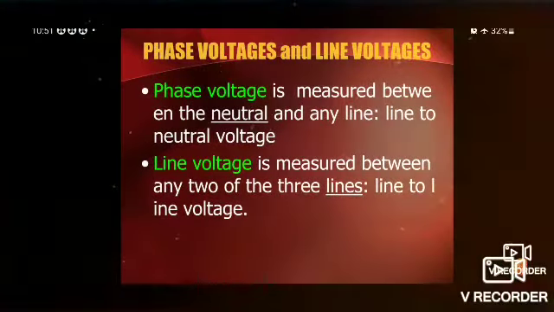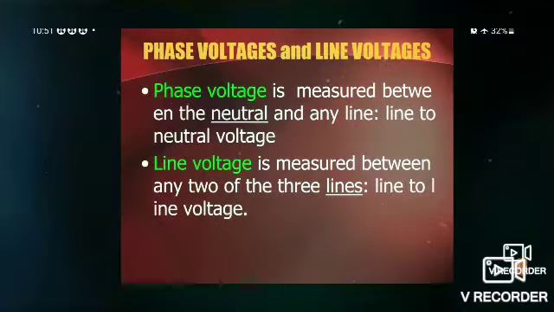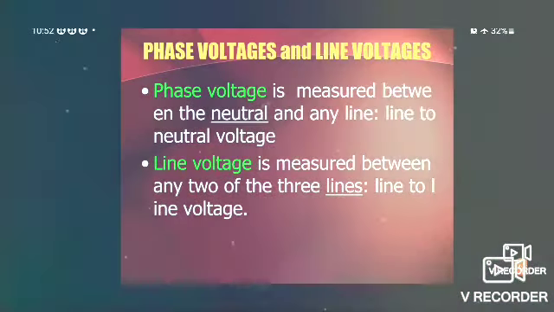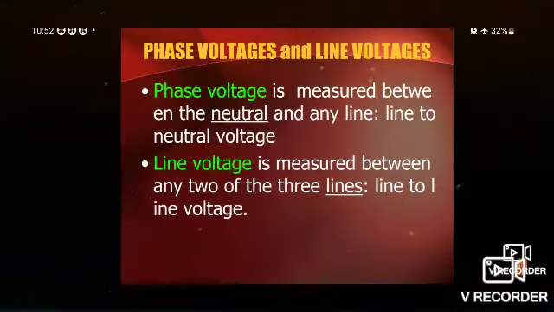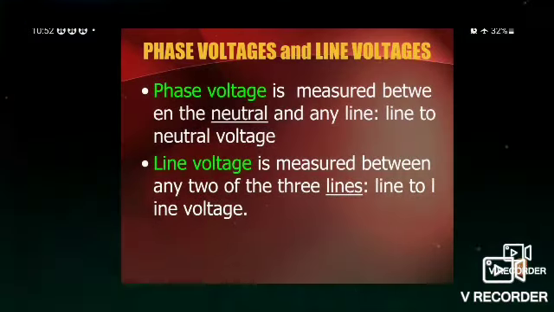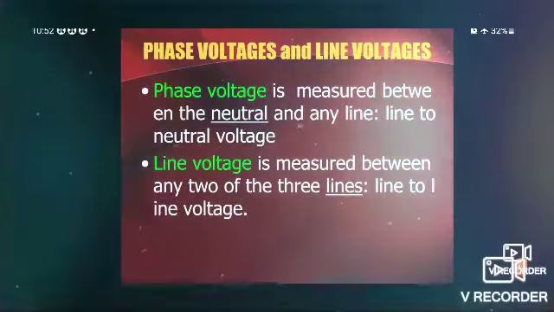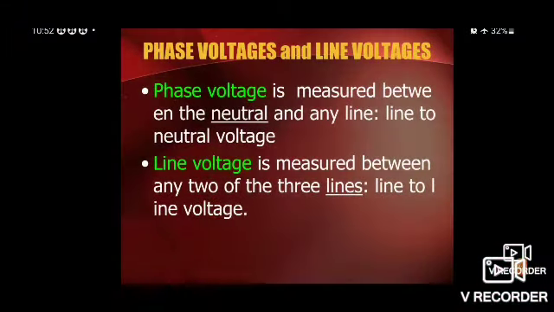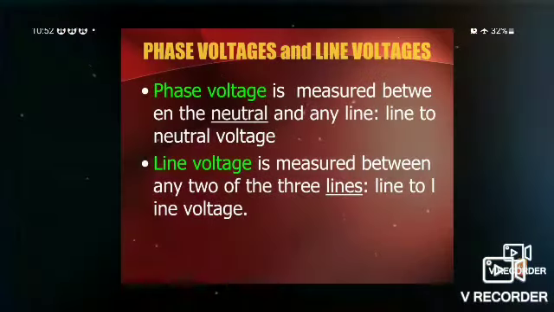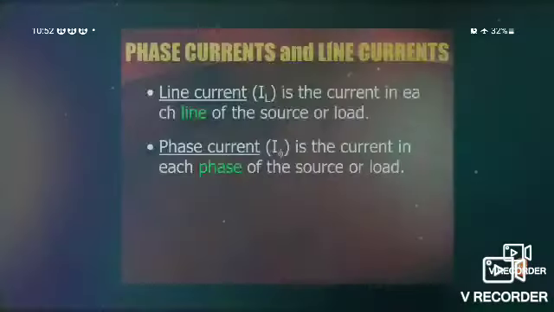Phase voltage is measured between neutral and any one line. Line to neutral voltage is called as phase voltage. Then line voltage. It is measured between any two of three lines. That is, line to line voltage is called as line voltage. Line to neutral voltage is called as phase voltage. Line to line voltage is called as line voltage.